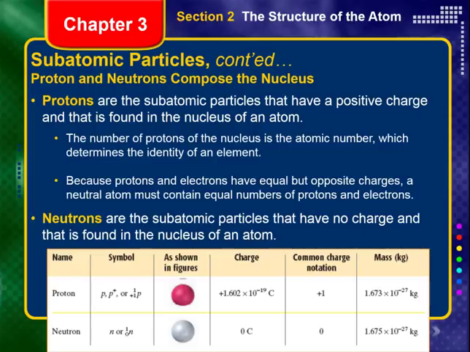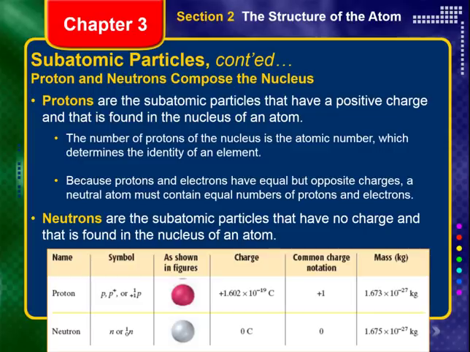Okay, it is known as the atomic number. The atomic number is the number of protons. They are the same thing. The atomic number represents the number of protons, which will therefore determine the identity of an element. Because protons and electrons have equal but opposite charges, a neutral atom must contain equal numbers of protons and electrons.